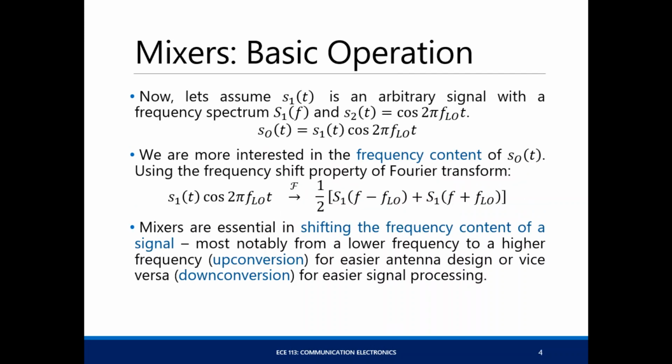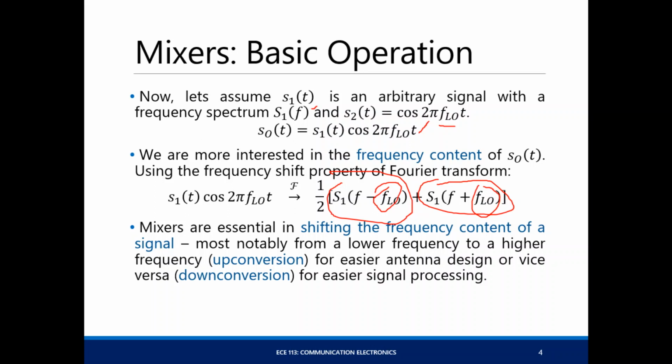If S of t is an arbitrary signal with a spectrum S of f, and S2 is some carrier with a frequency f sub LO, your output is equal to this. And if you take the Fourier transform of that, we have this and this. We have two components in the Fourier transform. One is added with f LO and the other is subtracted. Okay, so mixers are essential in shifting the frequency content of a signal.